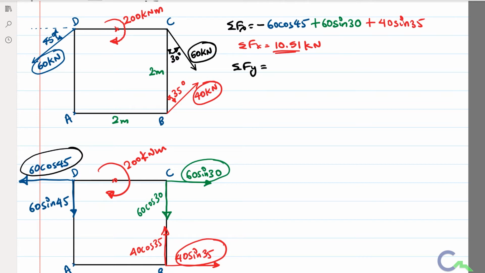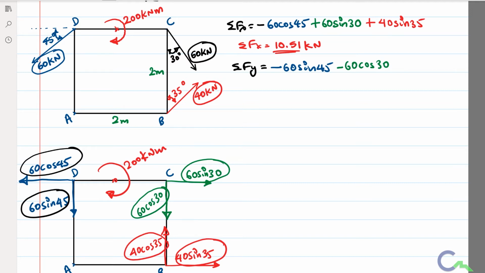In the same way I am going to resolve in the vertical direction, sigma Fy. The first force, 60 sin 45, is acting downward, therefore minus 60 sin 45. The vertical component of the other 60 kilonewton force is acting downward, that is minus 60 cos 30. Then the last force, 40 kilonewton, has its vertical component acting upward, therefore 40 cos 35. Therefore sigma Fy is equal to minus 61.62 kilonewton.